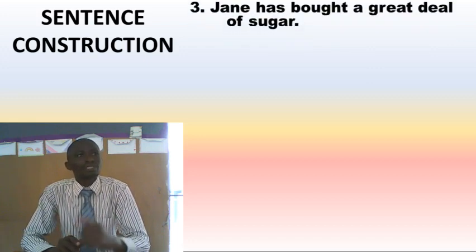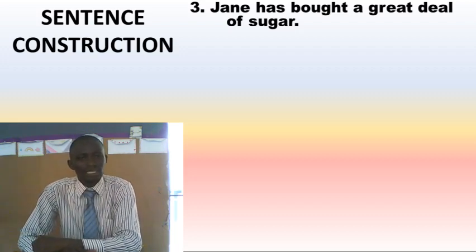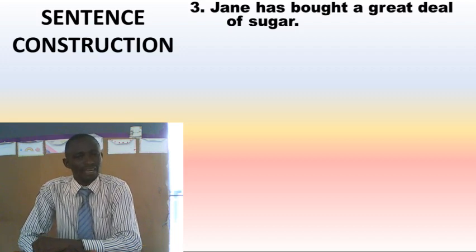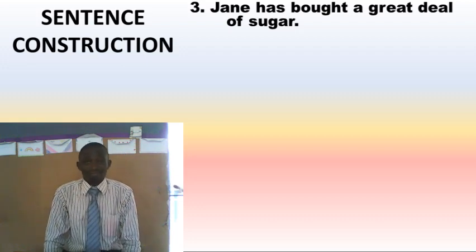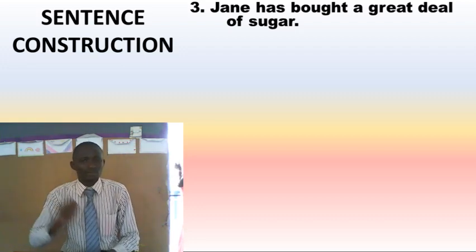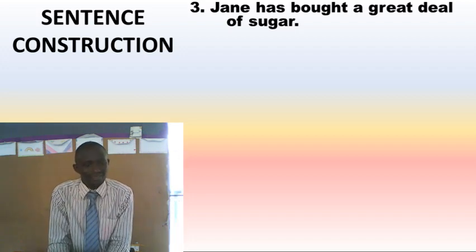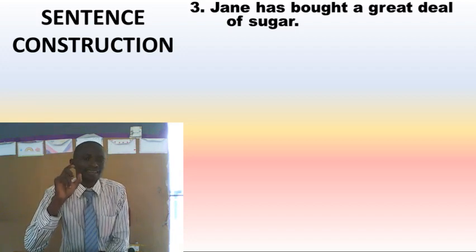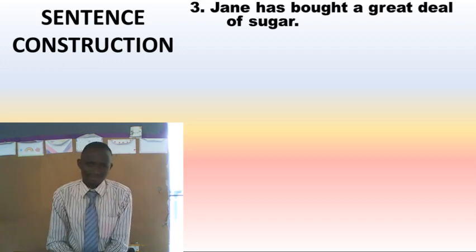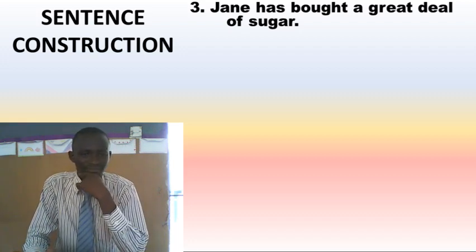Jane has bought a great deal of sugar. Can we change this to our answer? Use much. Sugar is uncountable. Jane has bought a great deal of sugar. Yes, remember, our answer should carry a negative. And therefore, we shall say, Jane has not bought much sugar. As simple as that. Jane has not bought much sugar.